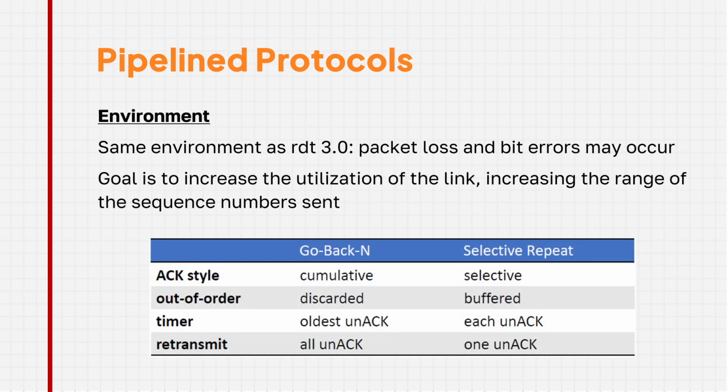So for pipelining protocols, the environment that we assume is the same as RDT 3.0. That means we assume that packet loss and bit errors may occur. Our goal here is to increase the utilization of the link and also increase the range of the sequence numbers sent. We will see later on. We introduce two types of pipelining protocols. The first one is Go-Back-N, the second one is Selective Repeat. Each of them has a different style. You can see this later.